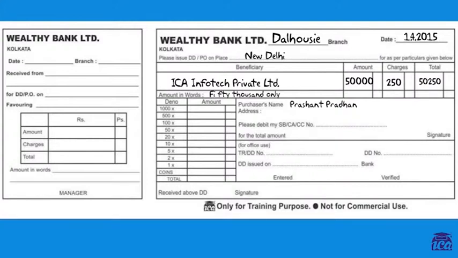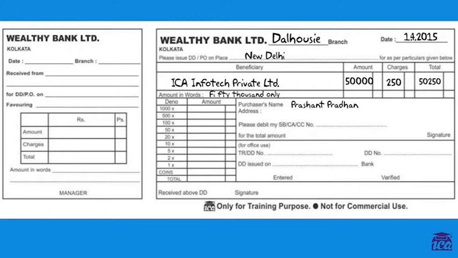So let's say we take an example of a Mr. Prashant Pradhan. And then underneath it says, please debit my SB/CA/CC number. So this happens when you already have an account with this bank. In this case, we are talking about having an account in Wealthy Bank Limited. So we are assuming that this Prashant Pradhan is having a savings bank account in Wealthy Bank Limited.